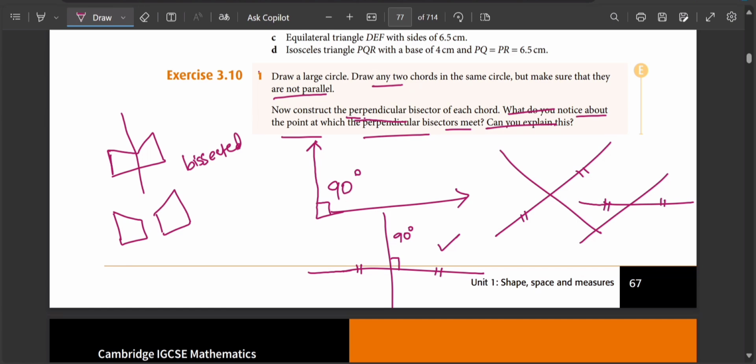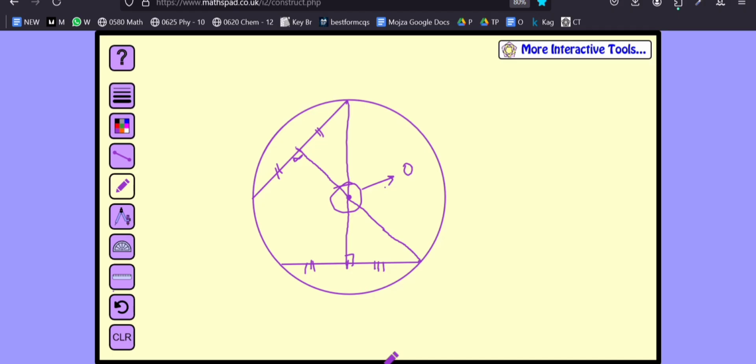It becomes a line of symmetry. What is this? Line of symmetry. So in this case we can see that when we cut it through the middle, what is happening is it is making a line of symmetry. That is why we can say that these two perpendicular bisectors meet at the center of the circle.